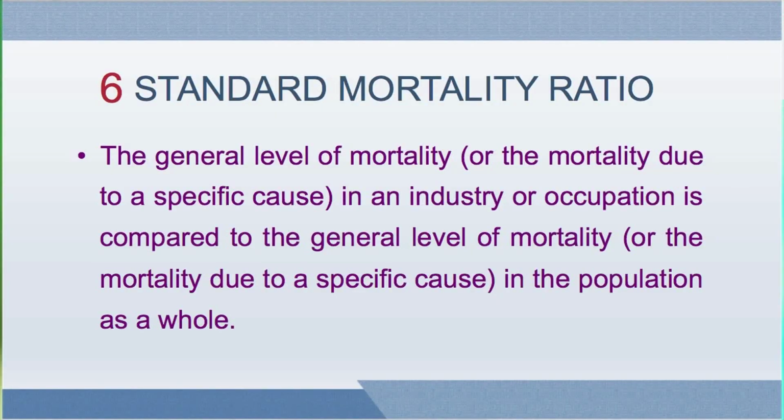The one kind of death rate that is indirectly standardized is the SMR. The general level of mortality, or the mortality due to a specific cause in an industry or occupation, is compared to the general level of mortality or the mortality due to a specific cause in the population as a whole. When the age-specific death rate for the entire population is applied to a given occupation or industry, it is defined as the ratio of observed deaths to the expected number of deaths in that particular industry.